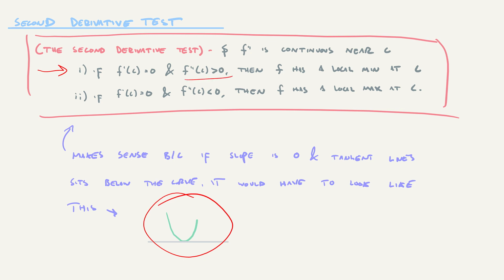The second derivative has to be greater than 0 because the graph sits above its tangent line, although I worded it confusingly because I said the tangent line sits below the curve, which is also true, but maybe I should have just said the curve is above the tangent line instead, but it's the same thing.